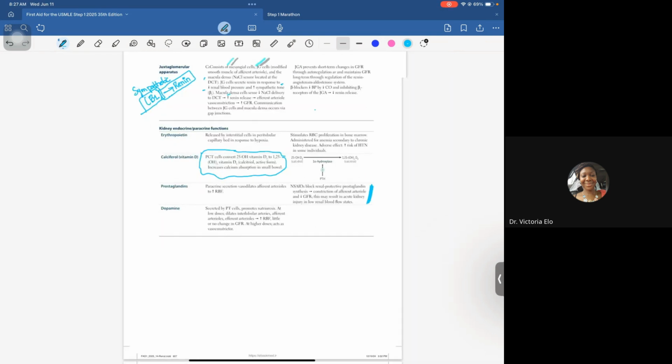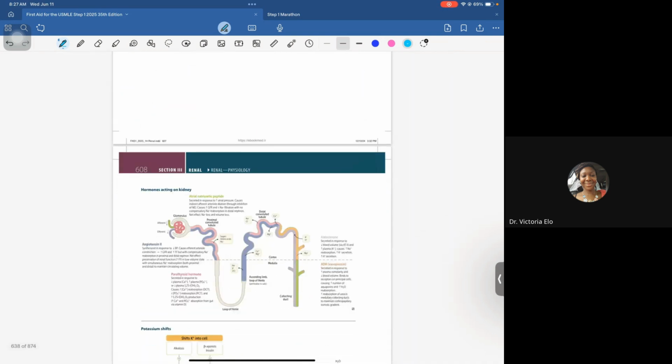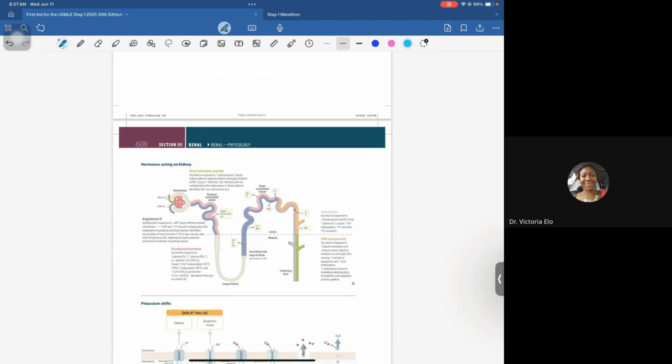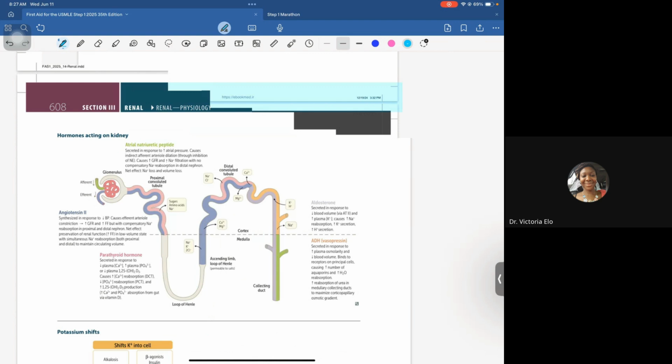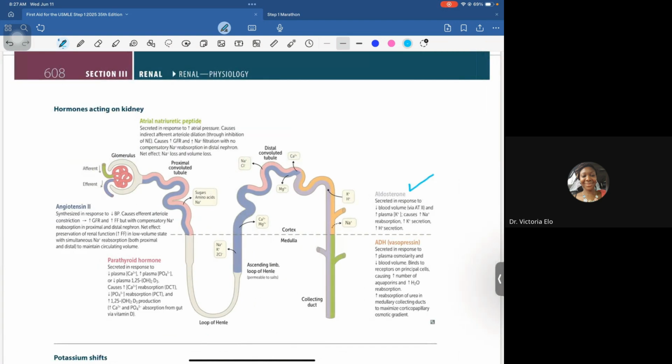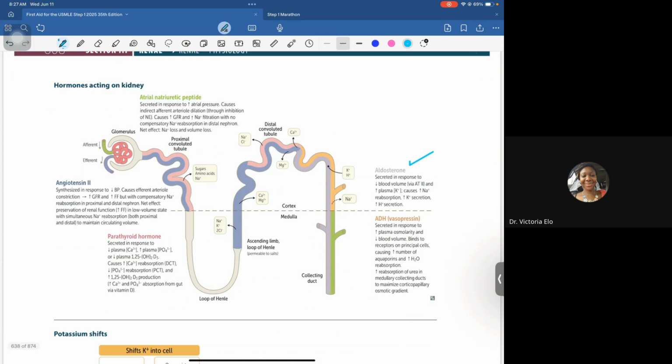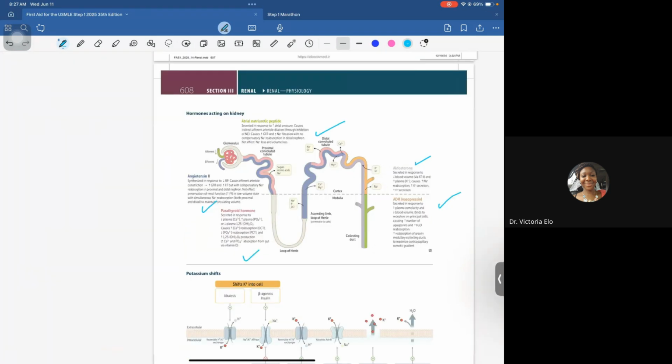We can skip dopamine for now. We'll come to it later in a separate topic. So these are the hormones that are acting on the kidney. We have already done all of these. We have done aldosterone, ADH, parathyroid hormone, angiotensinogen, and we have done ANP as well. Any questions regarding these hormones, guys?